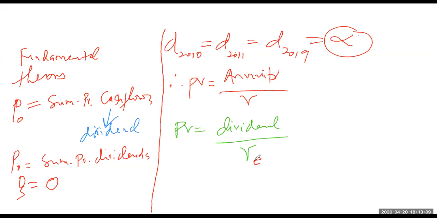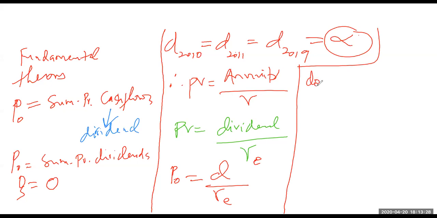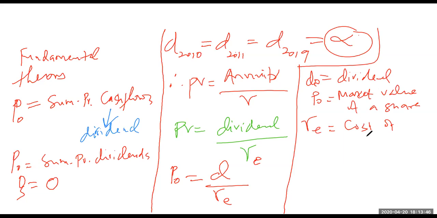Therefore, the market value of an equity share, P naught, is going to be the dividend divided by RE, where D naught is the dividend, P naught is the market value or market price per share, and RE is the cost of equity. And that's how you get the market value of an equity share.